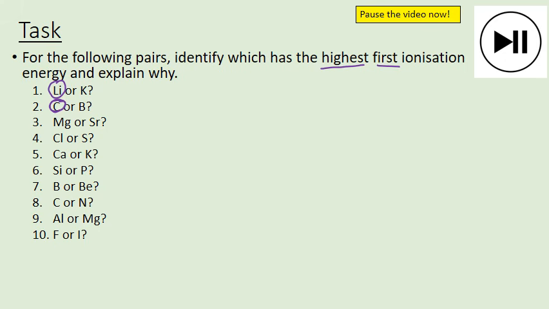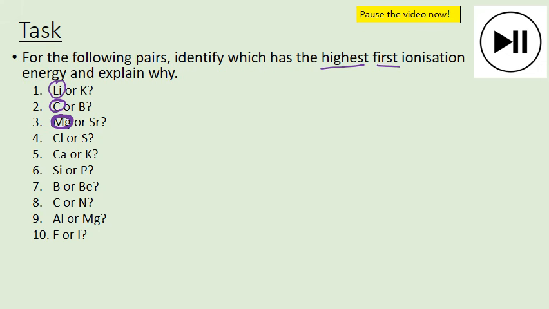Number 3, magnesium or strontium. Now they're in the same group. The groups are dead easy. So magnesium has a smaller radius, it has less shielding, therefore stronger electrostatic attraction to the electron and a higher first ionization energy.